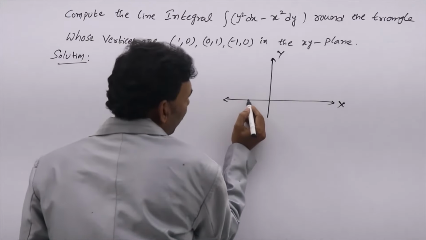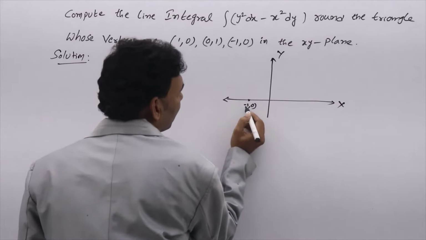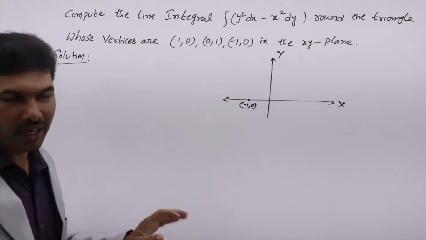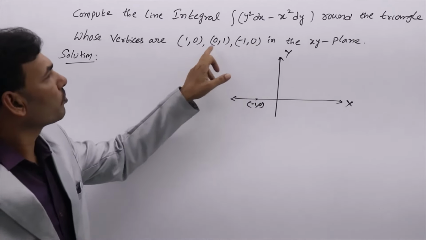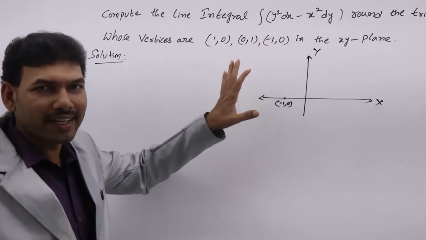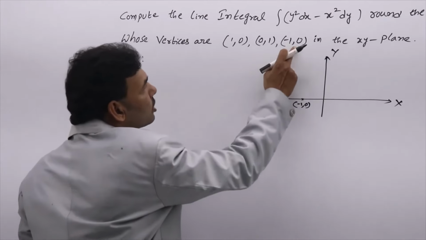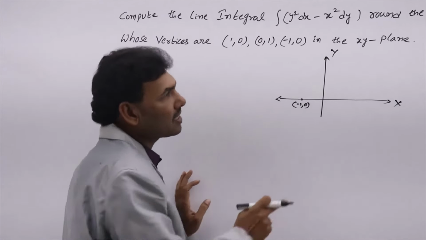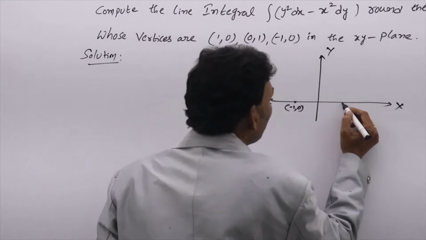Minus 1, 0. For example, minus 1 is here. Then minus 1, 0 will be here, because the y coordinate is 0. The points in which the y coordinate is 0 are on the x-axis. So this point and this point will be on the x-axis: minus 1 comma 0 and 1 comma 0.